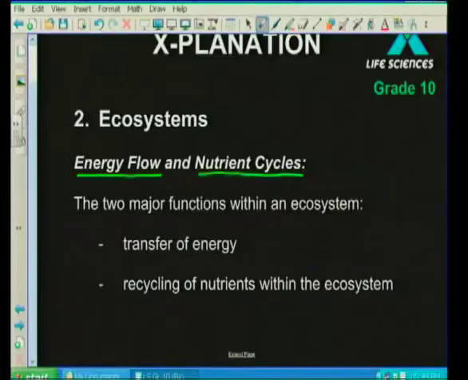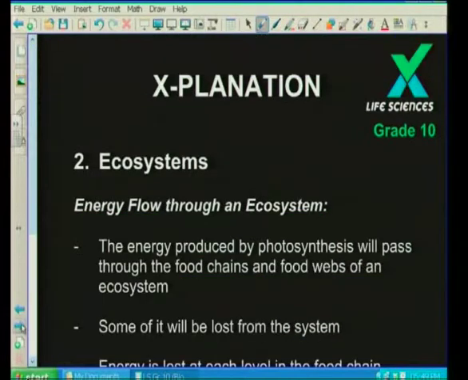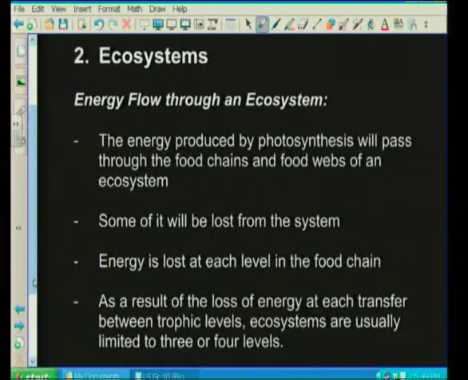The two major functions that take place in an ecosystem. Remember, we're talking about recycling. We're talking about all these cycles of water, oxygen, and the interaction going on. But a very important function is the transfer of energy. We're going to look at that in this little section. And the recycling, like I said, we have covered already. So we're moving now on to the energy flow.